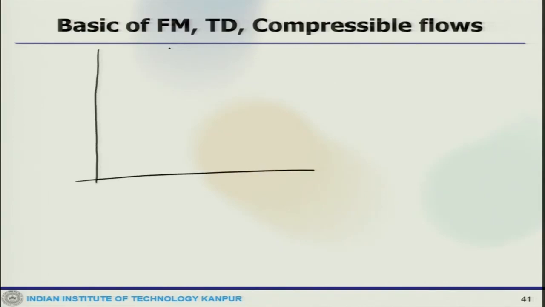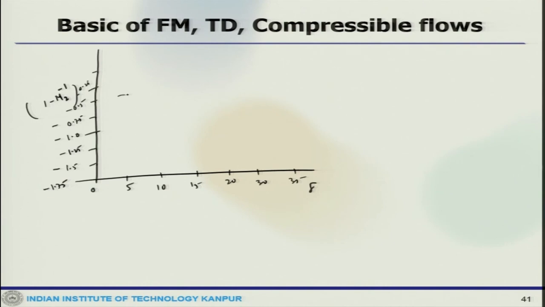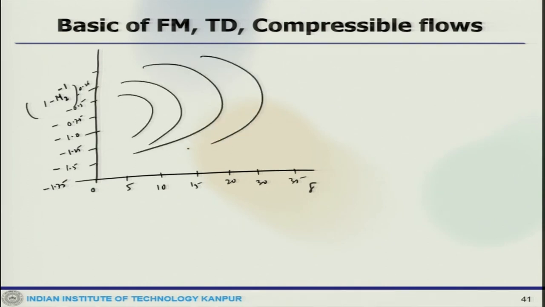downstream condition. So, if I plot that, which goes from 0, 5, 10, 15, 20, 30, 35 and so on, this is the delta, and this side it would be 1 minus Mach number inverse. So, this is called the Mach number parameter. You get this goes from minus 1.75, 1.5, 1.25, 1.75, 0.5, 0.25, like that. So, qualitatively you get curves like this. Again, this direction is increasing M1.